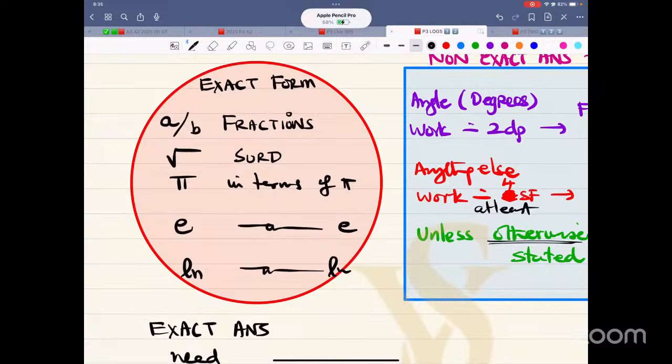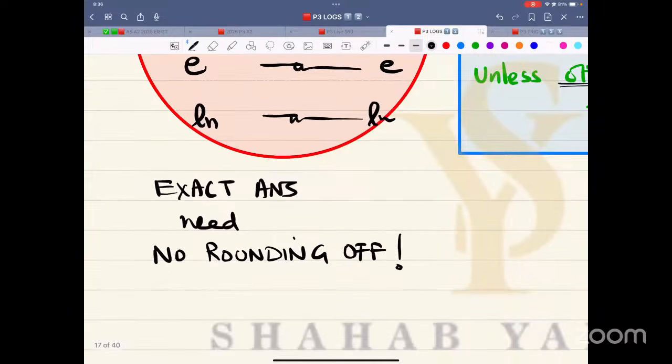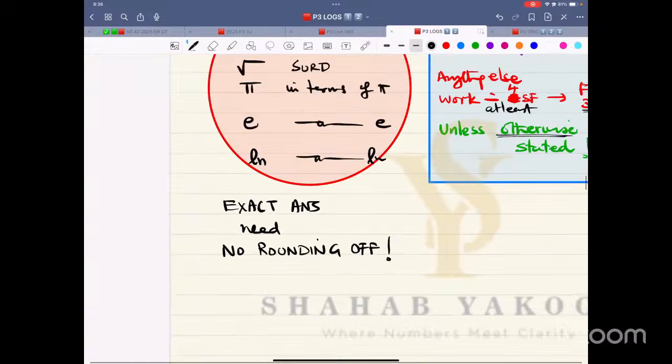Now, exact forms. In P3, there are 5 exact forms that you deal with. The first 3 were also in P1, but in P3, there are 5. Which ones are those? Read it for yourself. Let me drink some water. So now over here, we have the fraction form, we have the surd form, we have in terms of pi, the exponential and the ln, and exact answers need no rounding off. If I'm getting an answer as 0.3, I'll simply write it as 0.3 because that is exact.